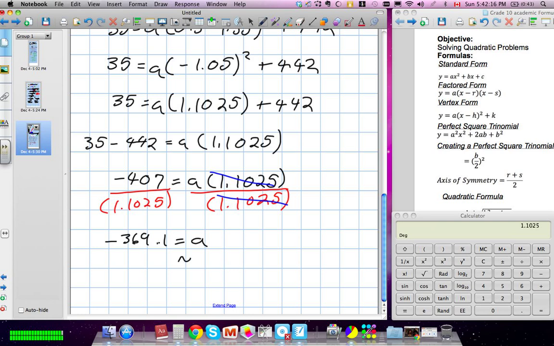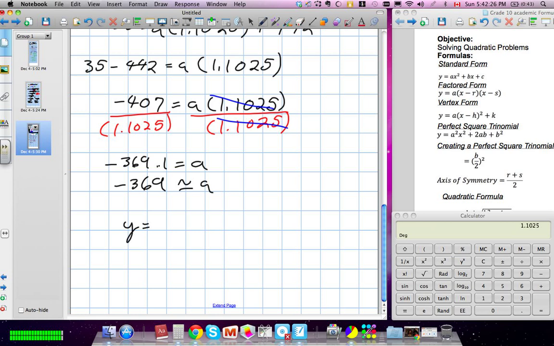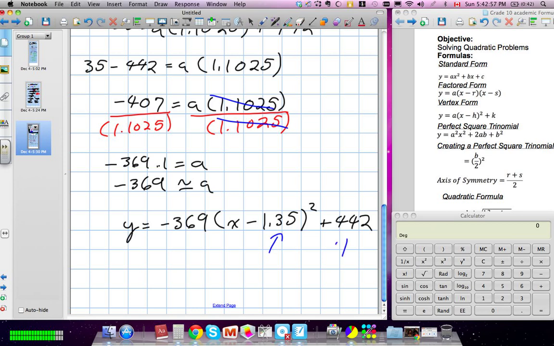Okay. So what that means from our formula above, we have y is equal to negative 369 times x minus 1.35, that was our h value, squared plus 442. I'm just going to double check that number. I think you did have it. 407 divided by, yeah, right on. Okay. So there's our number. Now they may have something that's a little different. Maybe their x value is a little left or right, and y value a little higher or lower, and their a value may be a little higher or lower. But as long as we're around that, we have a relatively good answer.